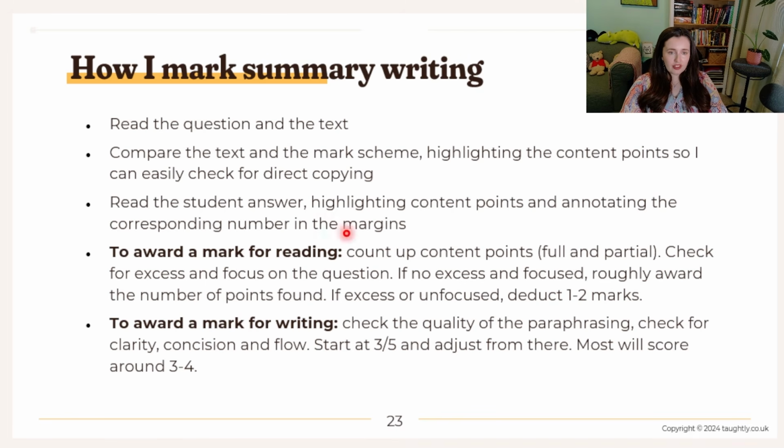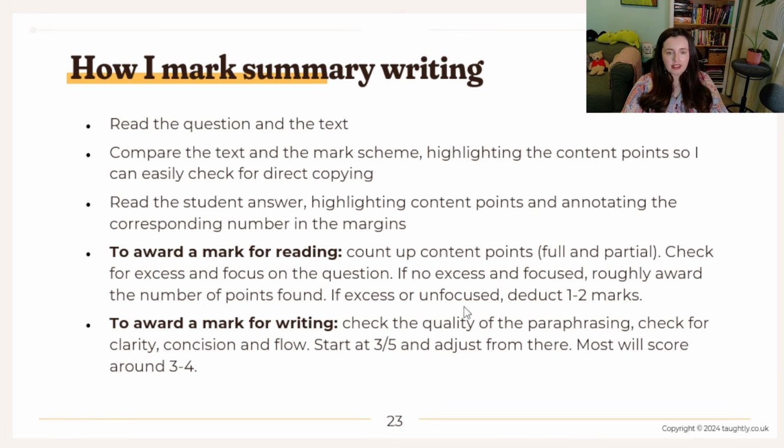Then I would read the student answer and I would highlight for the content points and annotate in the side. So every time I find an answer, I would write, compared to the mark scheme, point 1, point 2, point 8, and so on. To award a mark for reading, I count up how many points you have got in total. Then I check to see if there's any extra irrelevant information or areas where you haven't stayed focused on the question. If there's no excess found and it's focused, then I would roughly give you the number of marks the same as the number of points that you found.